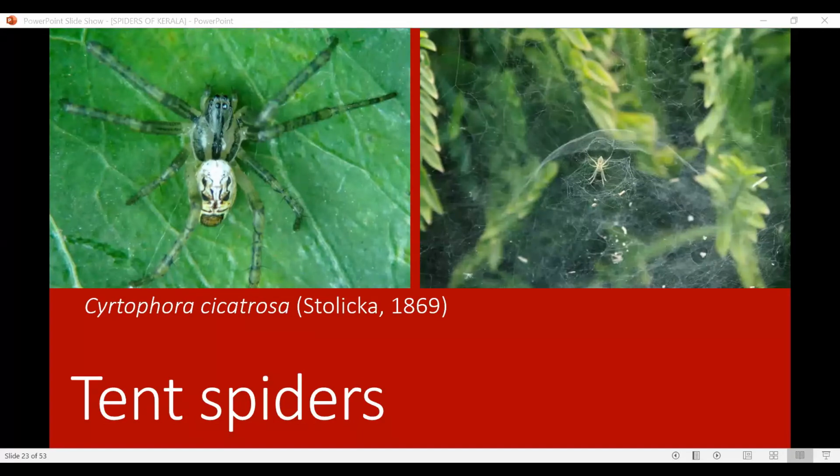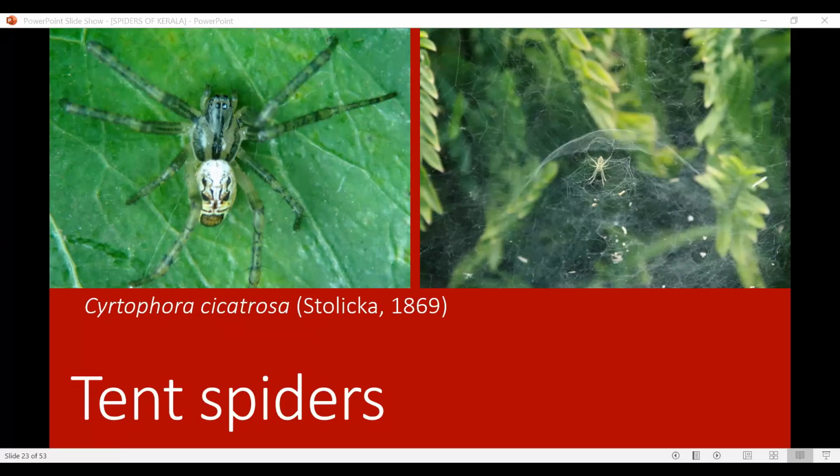But if you take the orb web, the orb web will be producing a sticky web. But in the case of Cyrtophora, they make a permanent web which is non-sticky. And researchers are considering this Cyrtophora-like web actually the precursor of the simplified orb web. So, evolutionarily speaking, this kind of web came into existence first before the orb web.